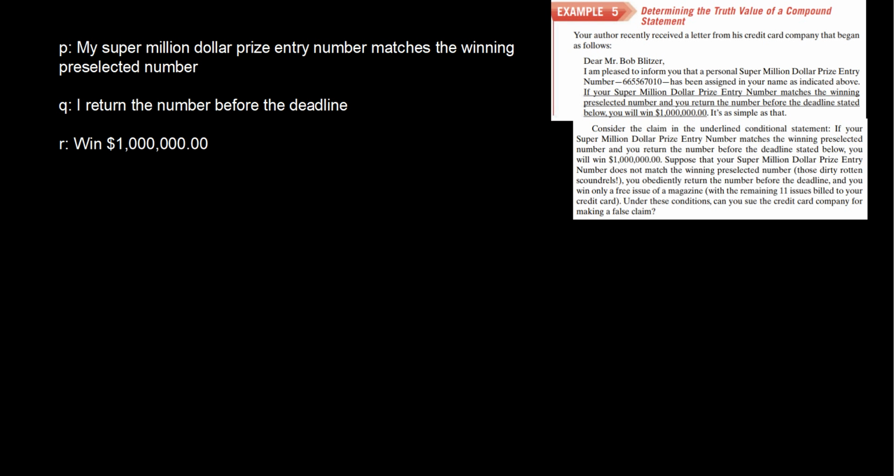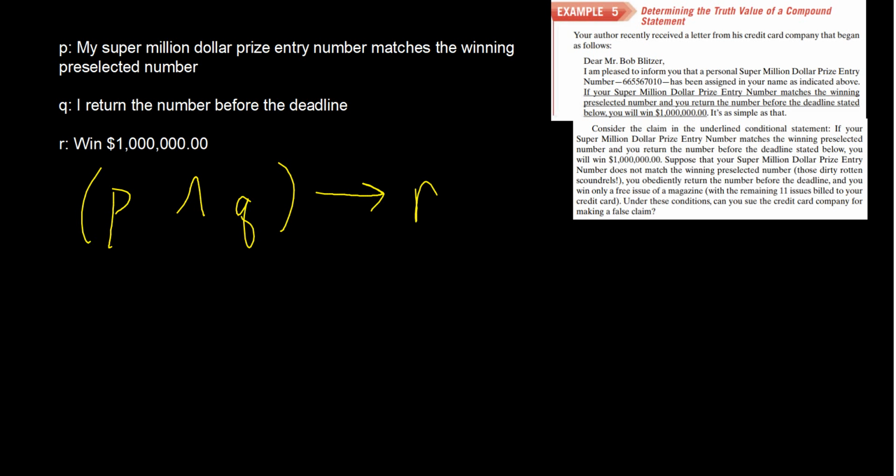So now let's set this up as a logical statement with symbols. So again, let's read it. If your Super Million Dollar Prize entry number matches the winning pre-selected number, and you return the number before the deadline stated below, right? Again, notice the comma. The first two statements are going to be the ones in parentheses. So P and Q, right? If my entry matches the winning pre-selected number and I return it before the deadline, this is the first part, and then the comma goes and then it says I win $1 million.